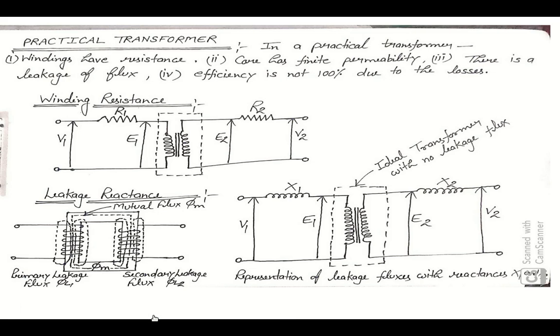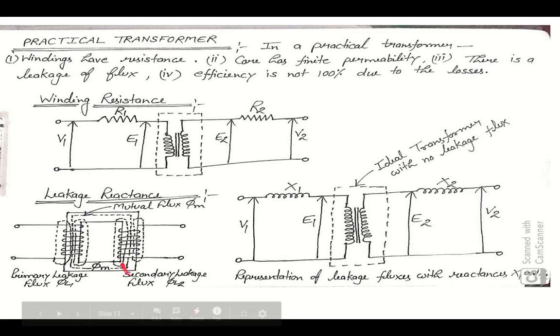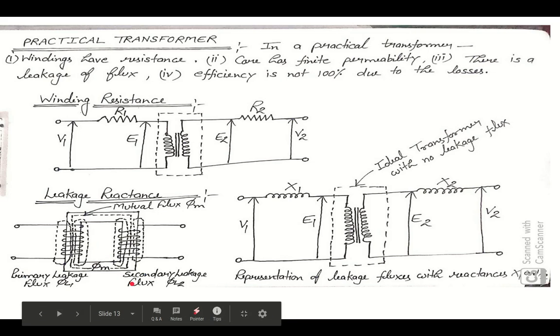It only links the secondary turns and induces an EMF EL2 in the secondary. So each leakage flux links one winding only and is caused by the current in that winding alone. The flux which passes completely through the core and links both windings is called the mutual flux, represented by phi m.